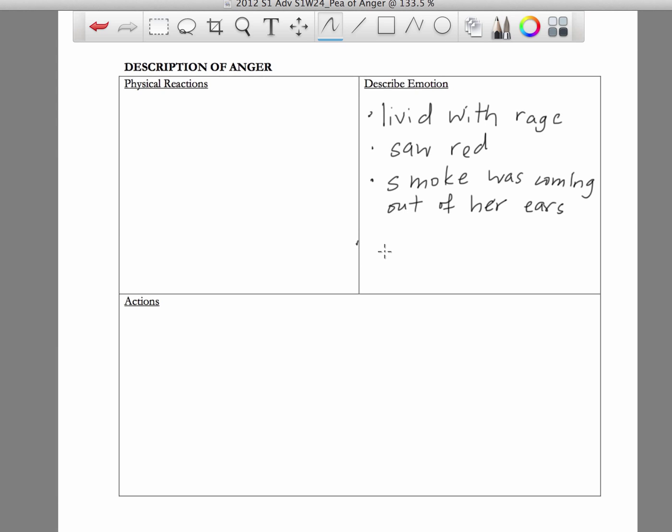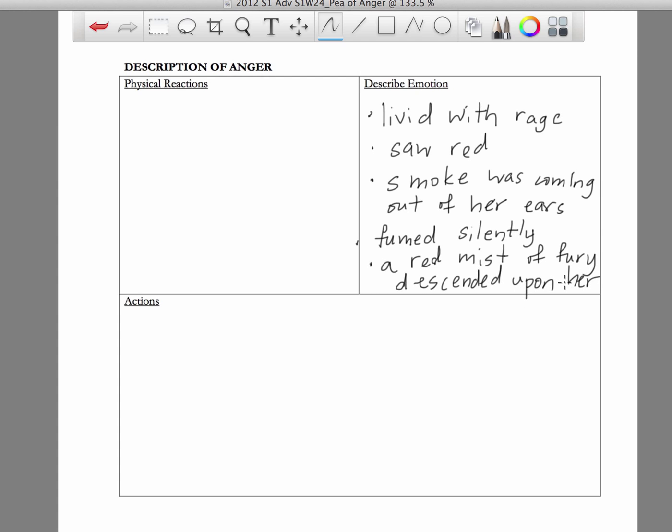Okay, you could also say that she fumed silently. Maybe she didn't want to make a scene in public, so all she could do was fume silently. Other ways to say it would be to say a red mist. Red is the color that we like to associate with anger. So a red mist of fury descended upon her. Right?